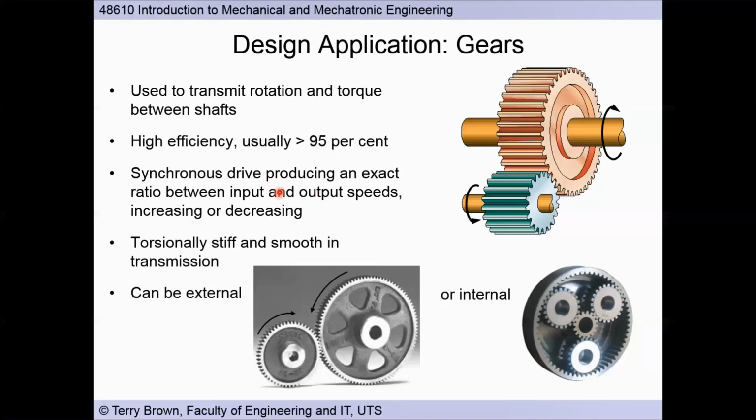They produce a synchronous drive, so you have an exact ratio between the input and our output. They're usually torsionally stiff and smooth, which means there's no twisting or flexing in the gears. They can be external, so the gear teeth are on the outer circumference of the gears, or they can be internal like this in the planetary gear set.